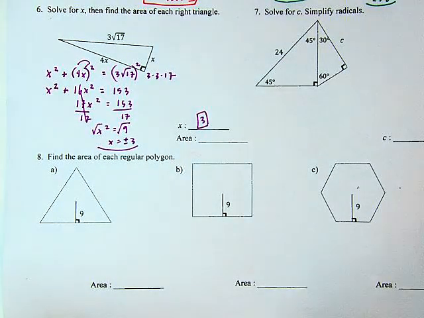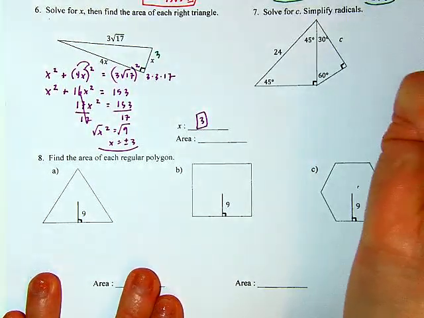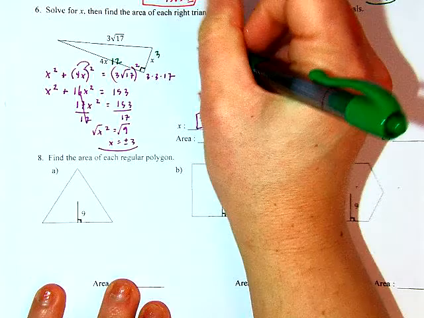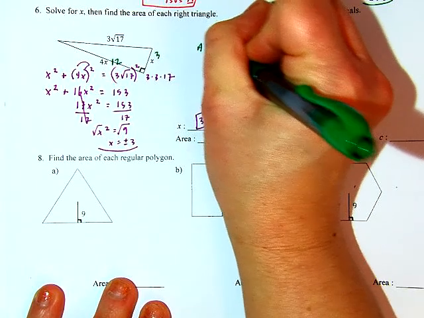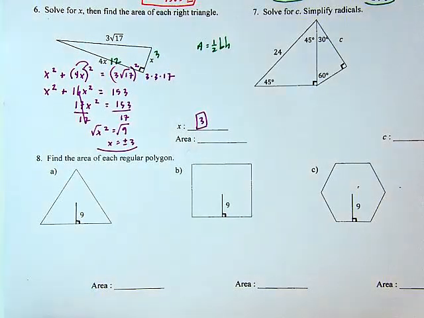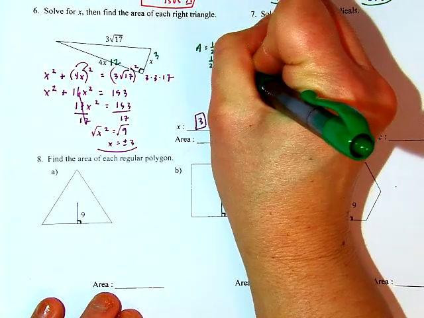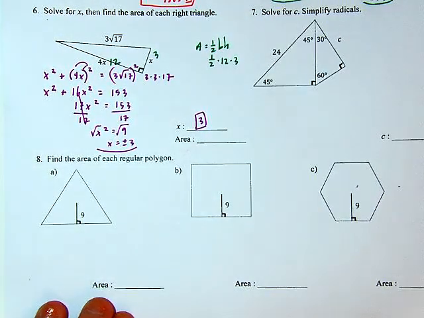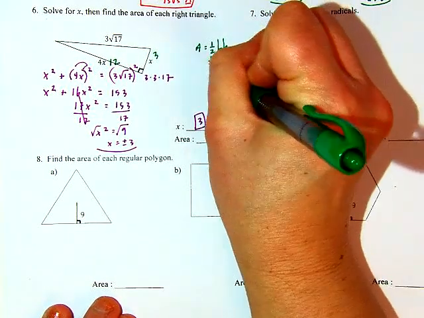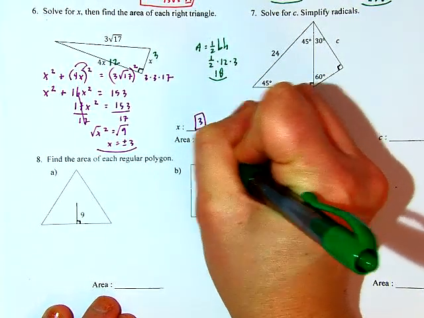Okay, so if I plug that back in, here I have 3. 4 times 3 is 12. So area for a triangle is half the base times the height, and my legs are the base and the height. So I'm looking at the 12 and the 3. So half of 12 is 6, times 3 is 18. So I have 18 square units.